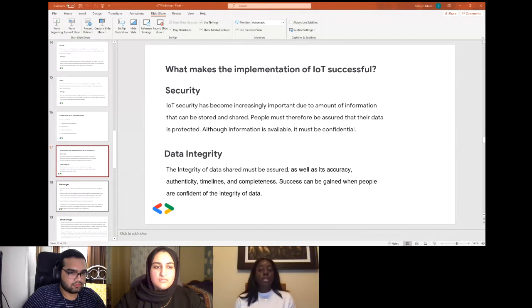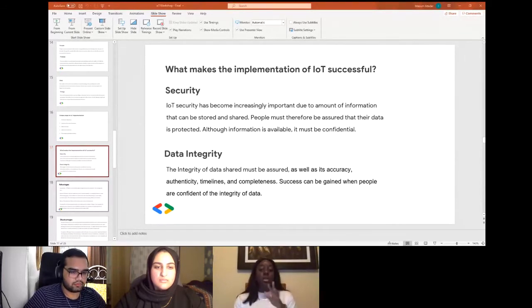So we need to understand that data and information must be protected, and we must ensure that they can be stored and shared. We need to make sure that even though all of the information that we need to solve problems is available, it has to be confidential. That's what makes it successful.